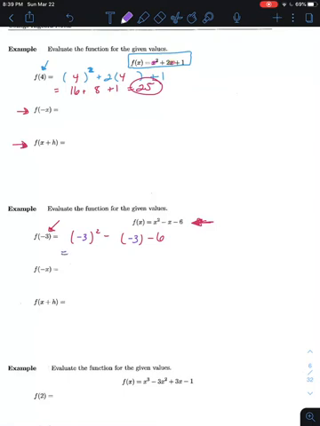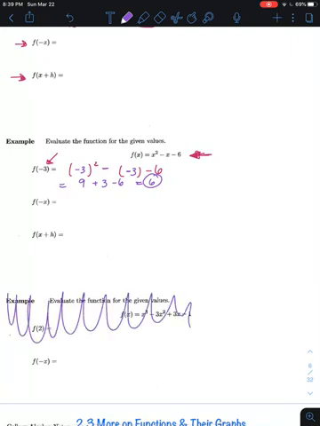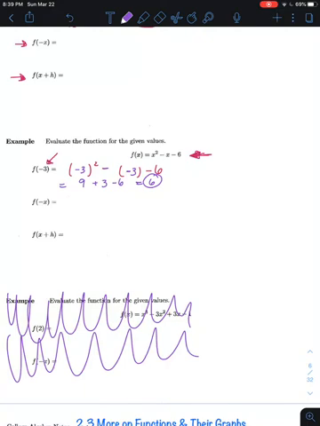So when I simplify this, I get negative 3 squared, which is positive 9, minus a negative 3 becomes plus 3, minus 6. 9 plus 3 is 12, and 12 minus 6 is 6. So that would be your answer. We're not going to do this example here, so I'll just close this out for right now.